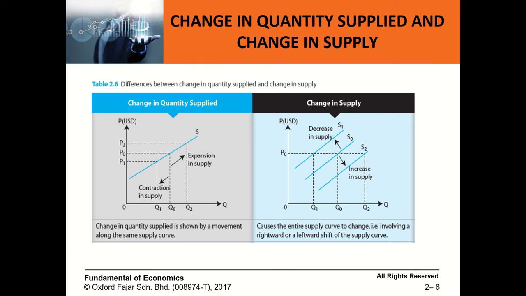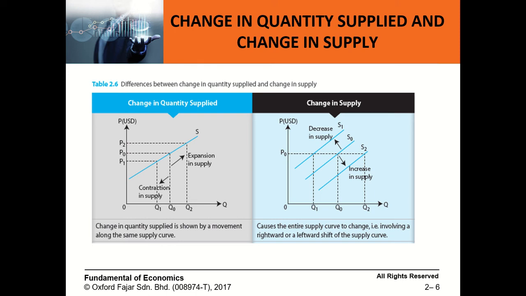The definition for change in quantity supplied is simply a movement along the supply curve. The movement can be upward or downward. You can see that there is one single supply curve that shows a positive relationship between the price and the quantity. For example, when the price increases from P0 to P2, the quantity also increases from Q0 to Q2. When the price falls from P0 to P1, the quantity supplied also falls from Q0 to Q1. Therefore, the movement here is along the supply curve.